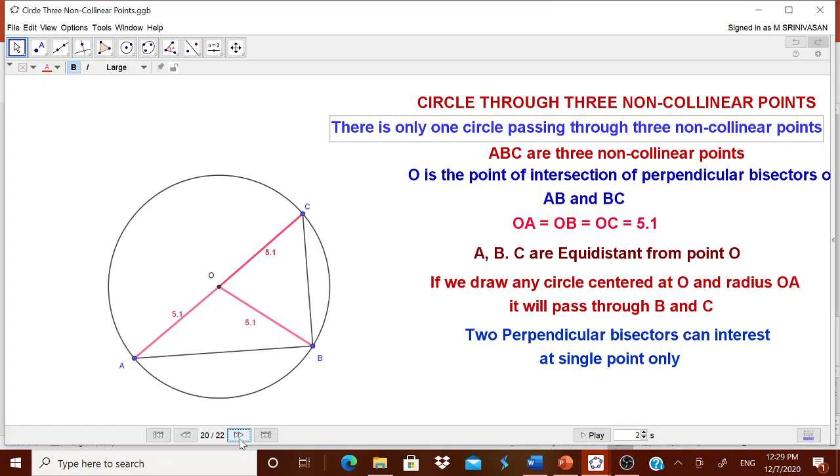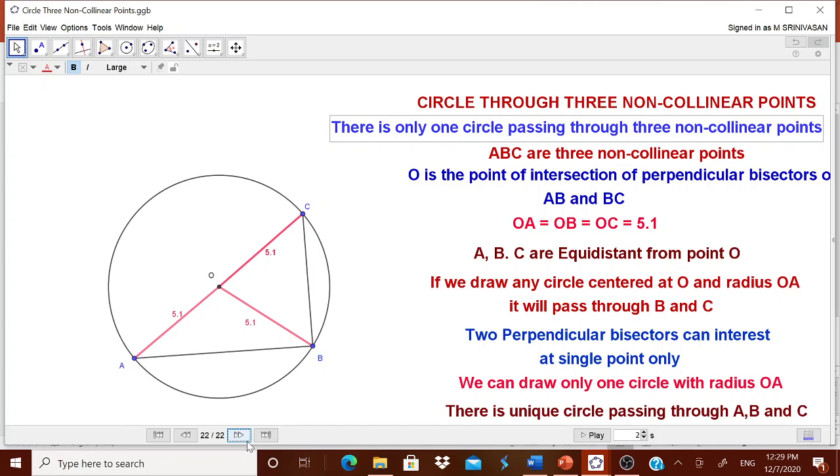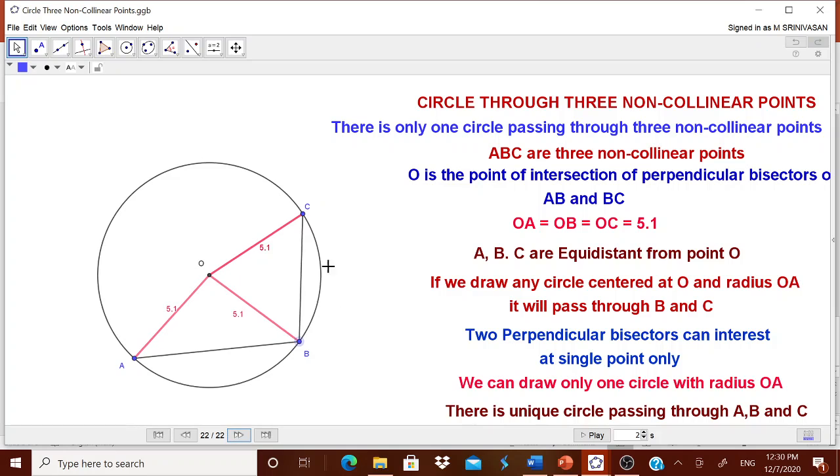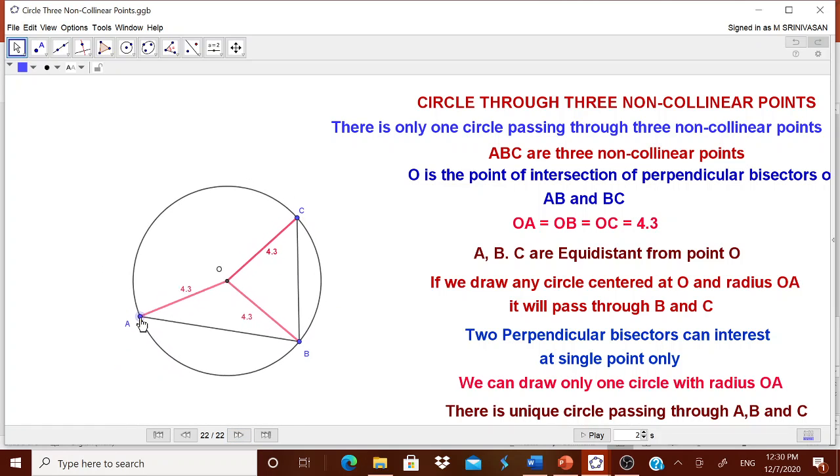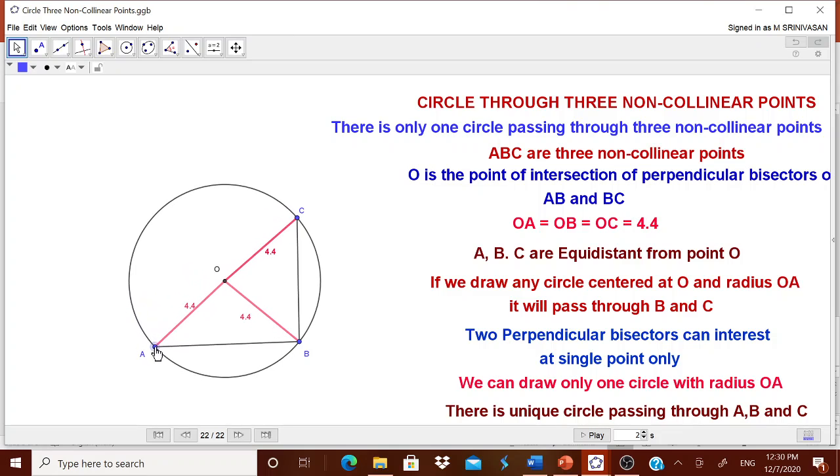And we will declare that the two perpendicular bisectors of these two segments AB and BC intersect at a single point only. Therefore, we can draw only one circle. Therefore, there is a unique circle passing through A, B and C. Now, a child can come and change the position of B. They can change the position of C. They can change the position of A. At all the places, they can see that this is the unique circle called the circumcircle. So they can come and visualize it carefully.